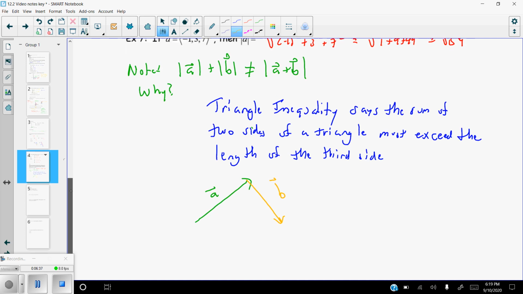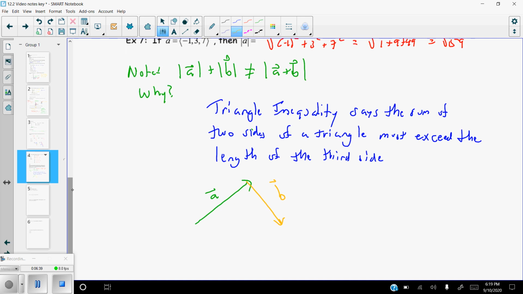If I were to add those two things together, because I went tip to tail, this one down here is vector A plus B. So if you were to take side A and add it to side B, that must exceed the length of A plus B. Because if it doesn't, then you're not going to be able to form a triangle.